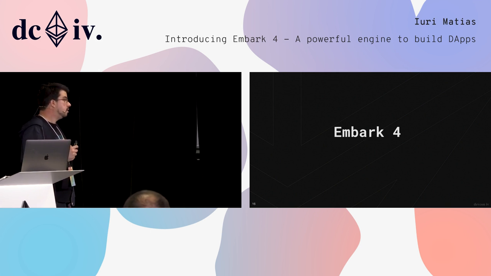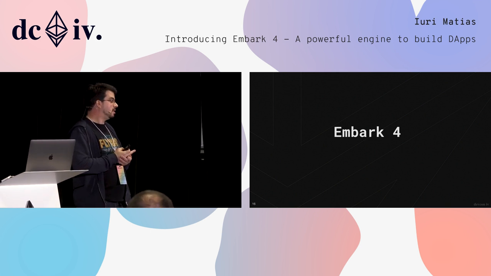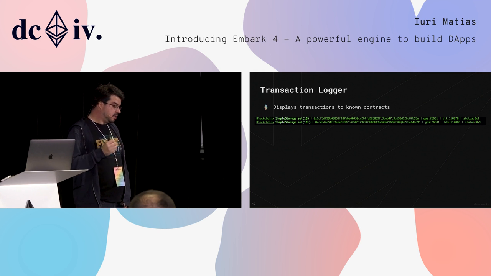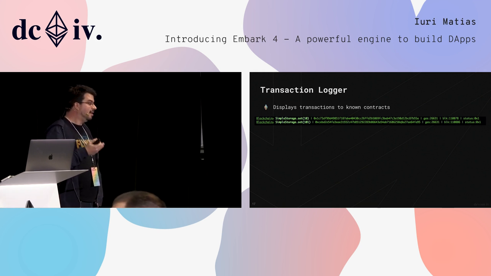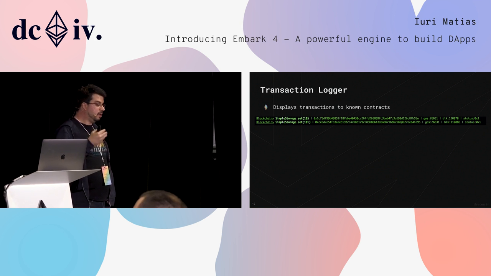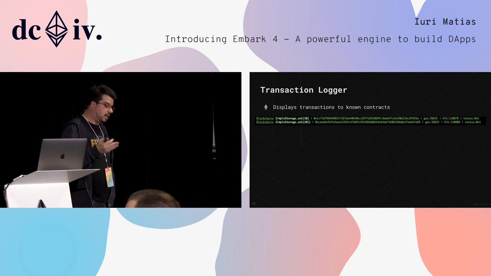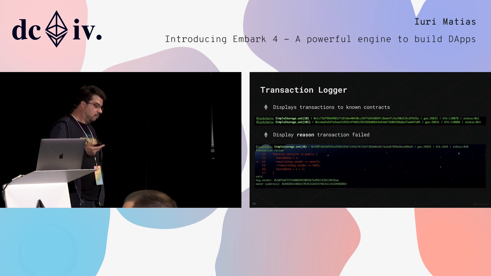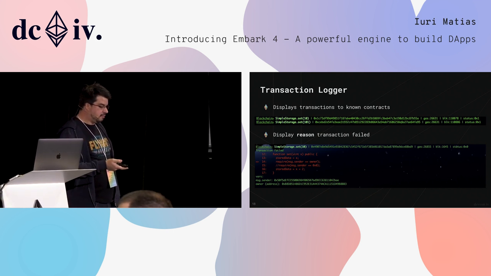Now Embark 4. The team has been working hard on this the last few months. There's this feature in Embark 3, which is the transaction logger. What this did and still does is, when you do a transaction in your DApp while developing, it will show in the logs what contract you're calling, what method, what parameters, and all that information. In Embark 4, it will also show why a transaction failed, and exactly what line caused it to fail. It will also show you the variable values, so you can easily see why.